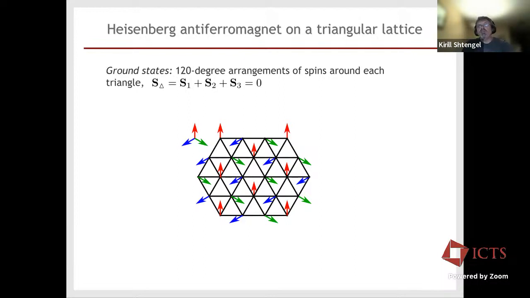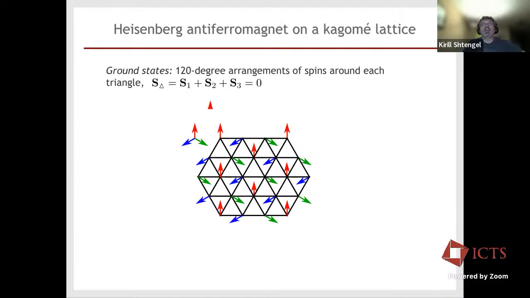So you still have the global rotational symmetry of these three spins of a triangle, but that's it. You don't really have much freedom. And so I wouldn't call this a frustrated state because you really locked yourself to a unique ground state up to a global rotation of the three spins with which you started.